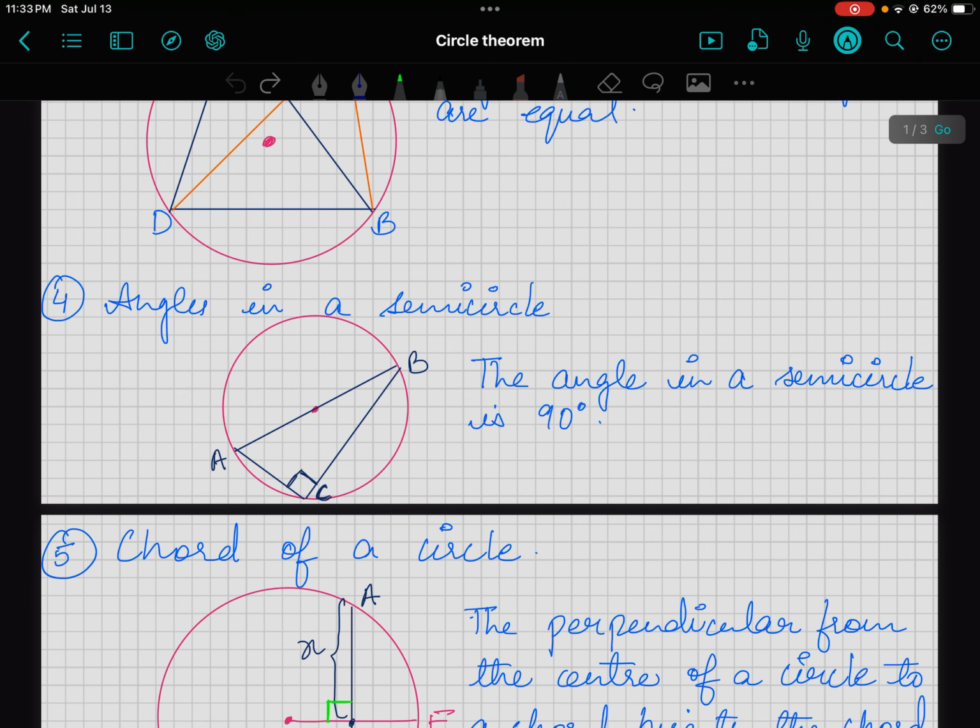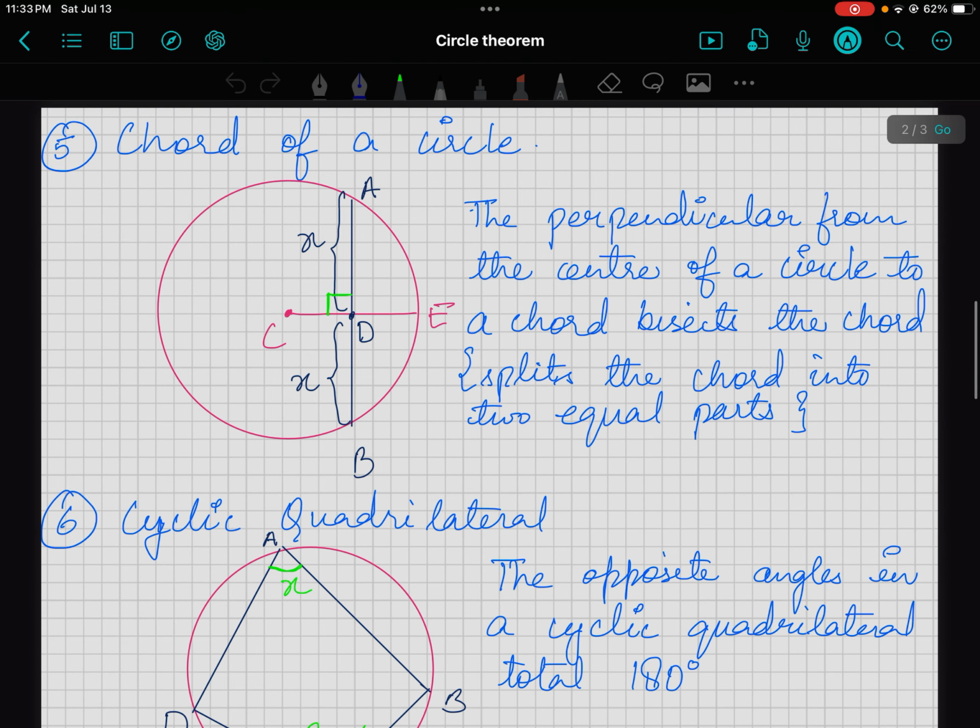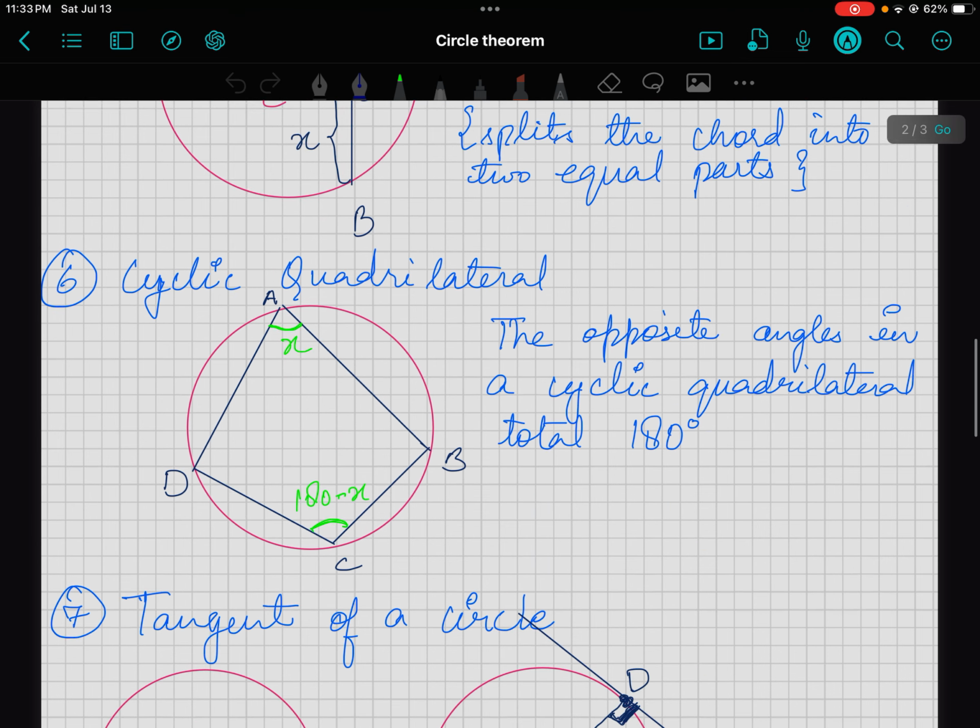Angle in a semicircle. AB is a diameter. So when this diameter forms an angle, it will always be 90 degrees. That is, the angle in a semicircle is always 90 degrees. Then the chord of a circle. This AB is a chord. If you drop a perpendicular from the center, this perpendicular always bisects the chord into two equal parts.